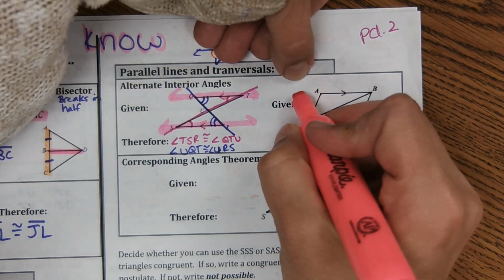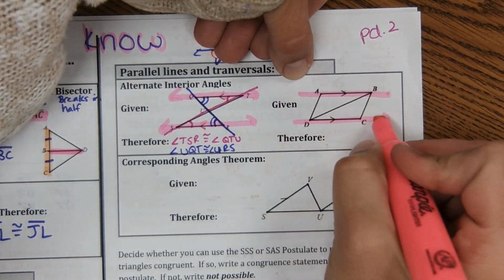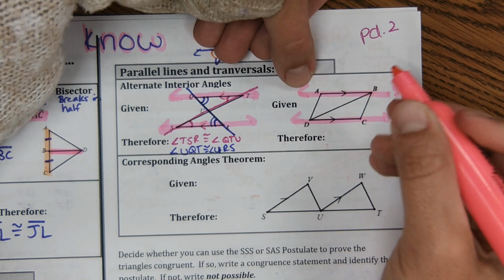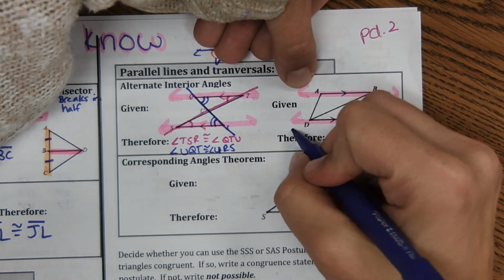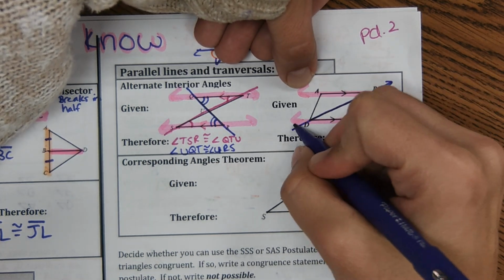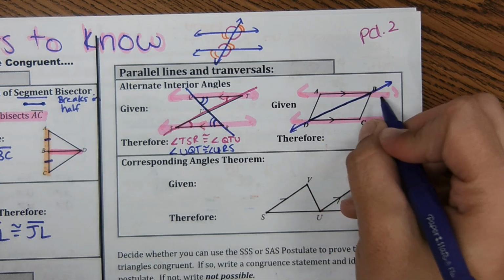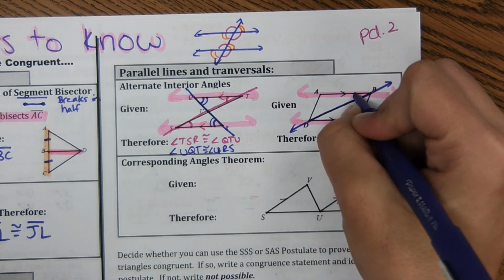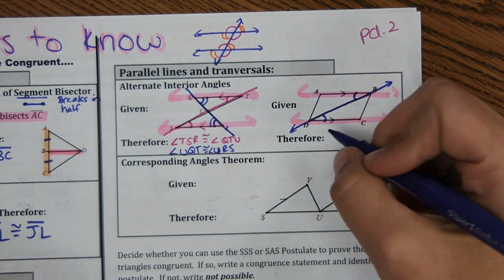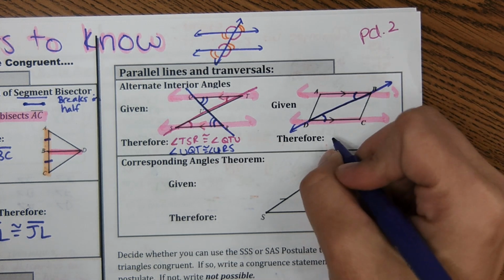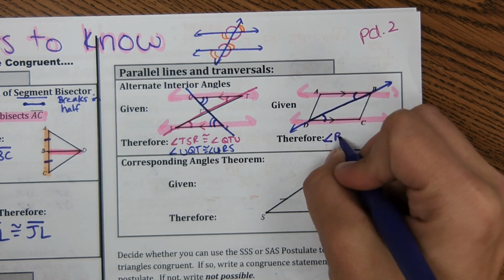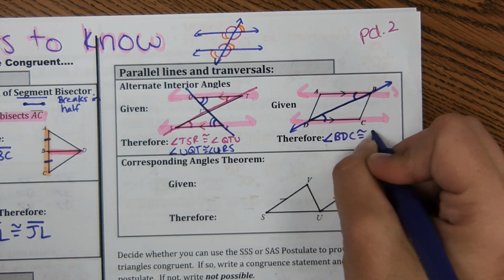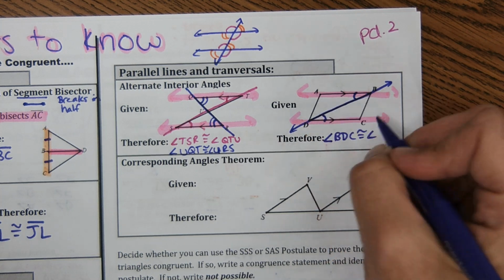Then for this one here, we have parallel lines right here. And then all these lines are transversals. We're going to focus on this line right here, and alternate interior angles are equal. So like this angle is equal to this. Angle BDC is congruent to angle DBA.